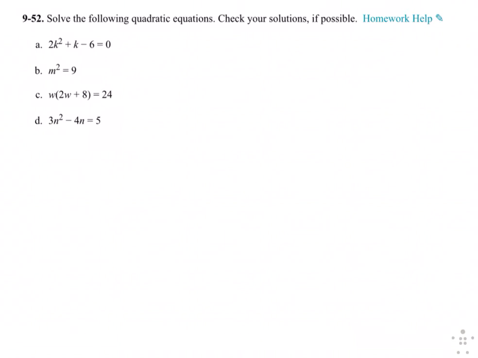Okay, 52, they want us to solve the quadratics. So A is 2k squared plus k minus 6 equals 0. Let's see if we can factor, right? So I'm going to make my two columns. You could use decomposition, right? Either way it works.